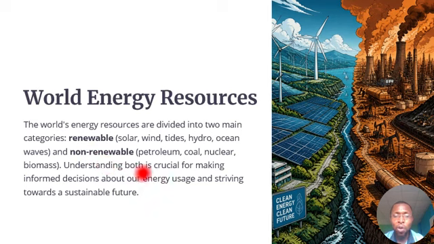On the other hand, the non-renewable ones are the ones that, after you have exhausted them, it will take a long time before you can get them again. Examples of such are petroleum, coal, nuclear, and biomass. So it's important that you understand these two categories so that you know how to manage them, because if you understand that non-renewable energy resources will not be available as quickly as renewable energy, then you will manage how it is being used when it is available.